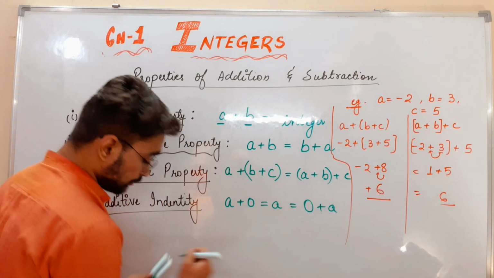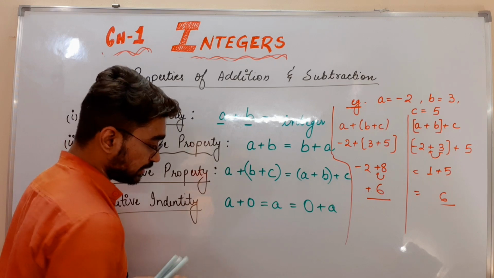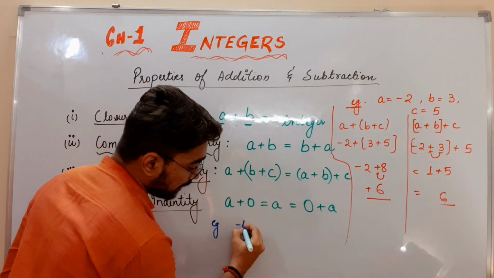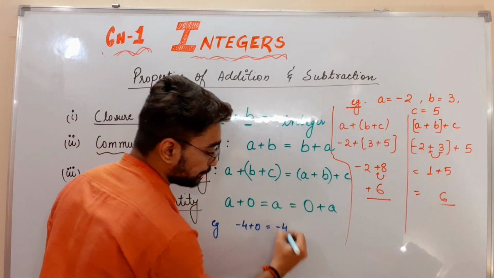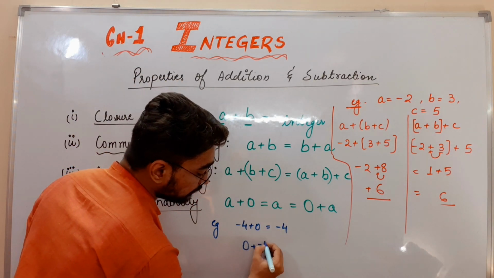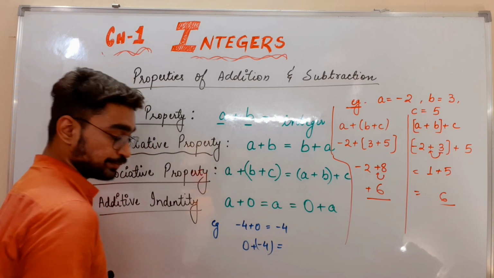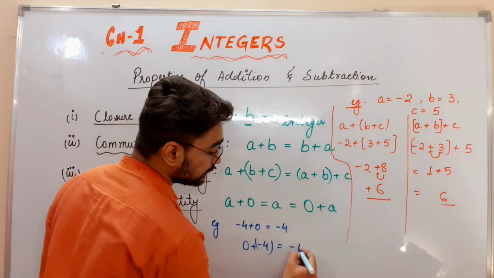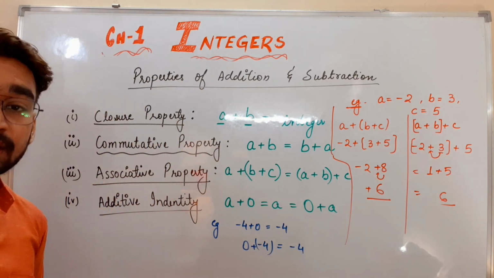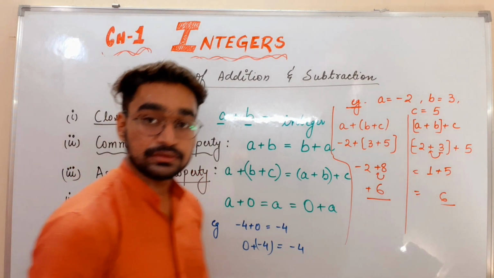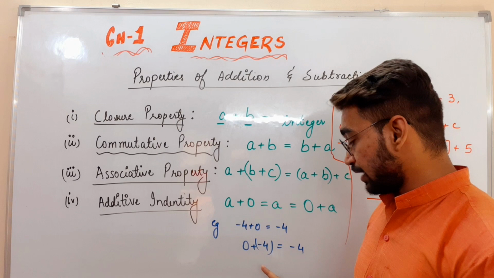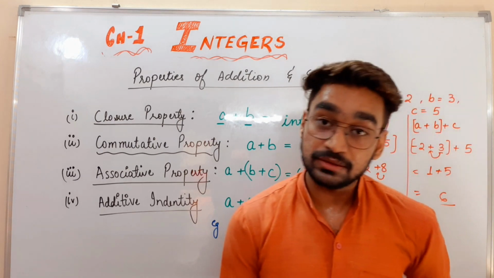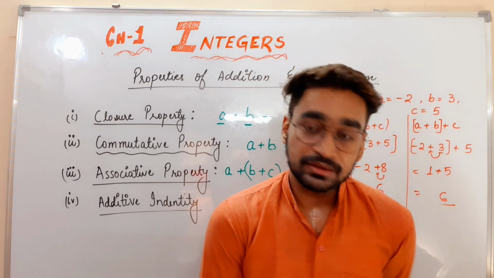Minus 4 plus 0, for example, how much? Minus 4 itself. Or 0 plus minus 4 will be how much? Minus 4 itself. Because if we are adding 0 to any number or subtracting 0 from any number, it will always be the same number, right? So it doesn't matter.